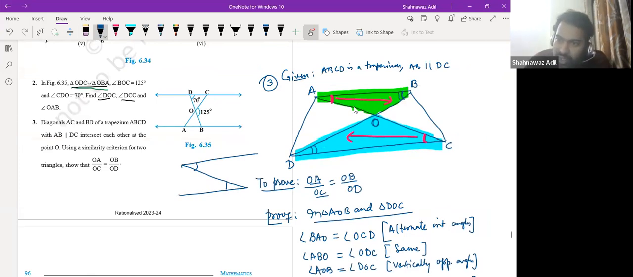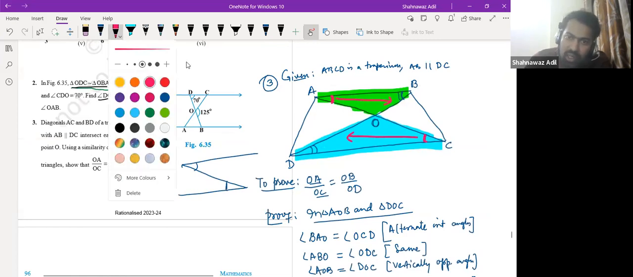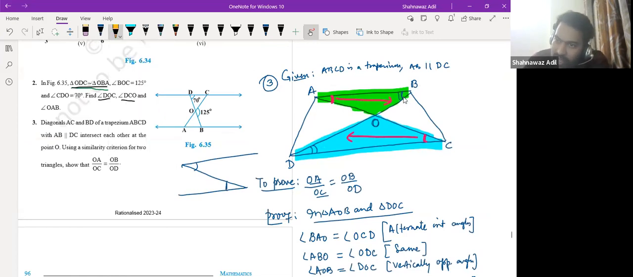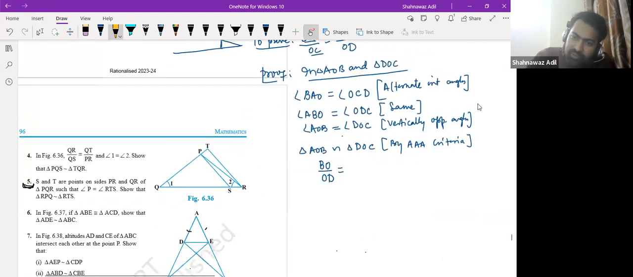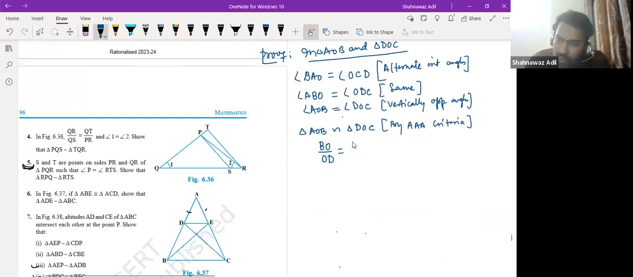That would be equal to, and I have to pick which angle. For AO, this angle is equal to this angle. Opposite to this angle is this side. So AO by OC, by CPST, corresponding parts of similar triangles.